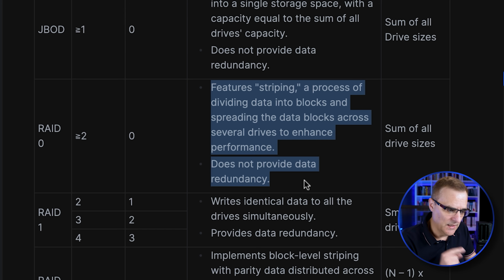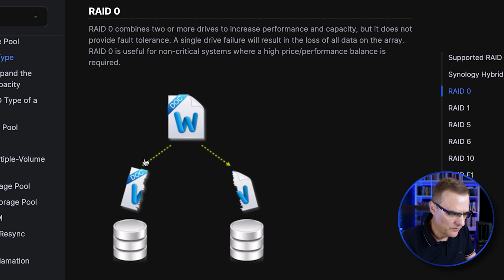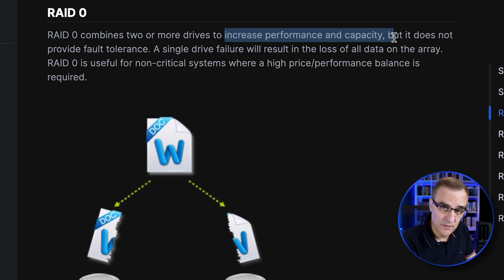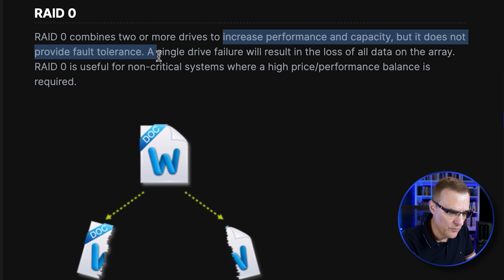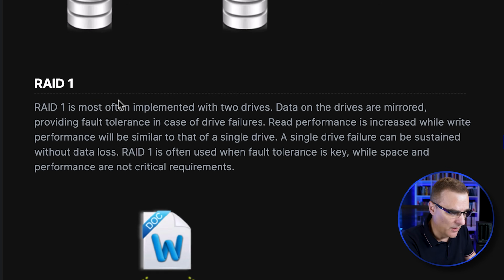This is the big thing. It does not provide data redundancy. So if we scroll down here, you can see data is copied across both drives. It gives us increased performance and capacity, but no fault tolerance. So that is a major problem. In some cases, you may have a separate backup of this and all you want is speed, so that works.